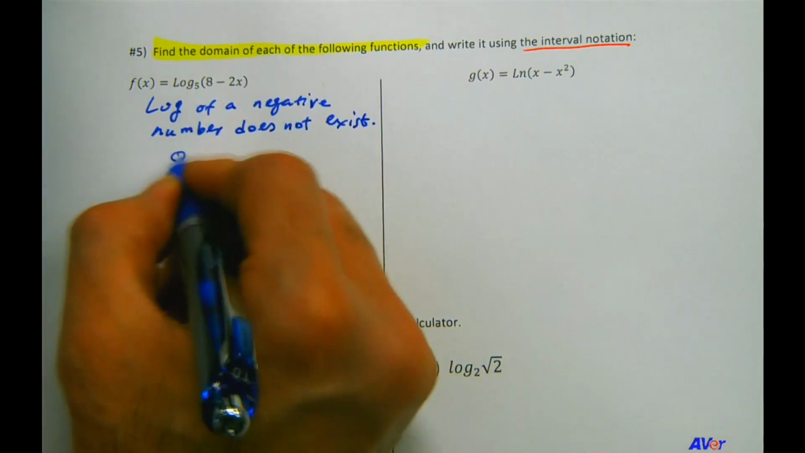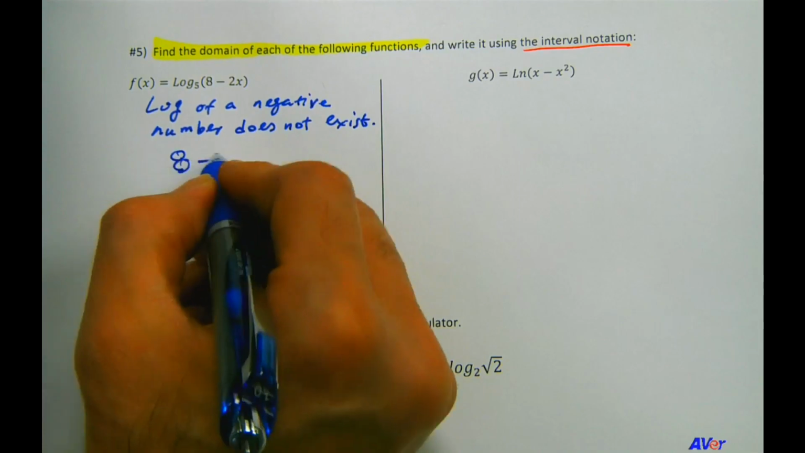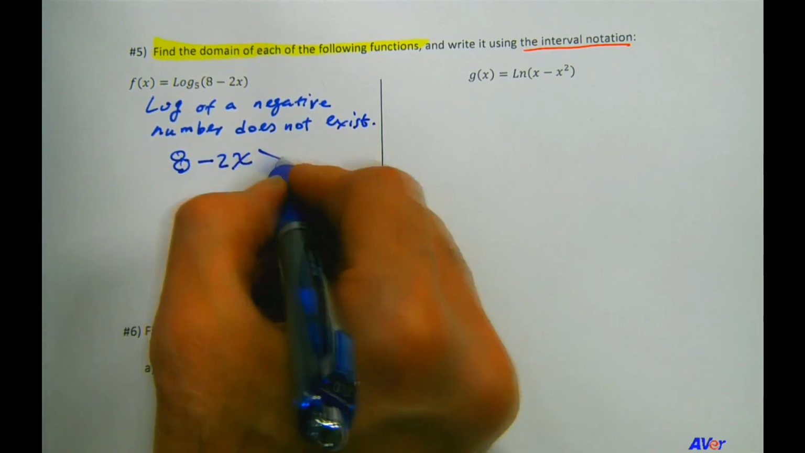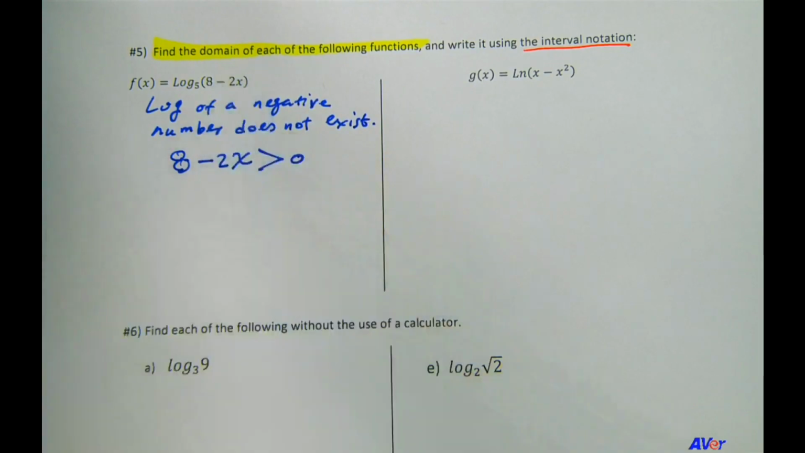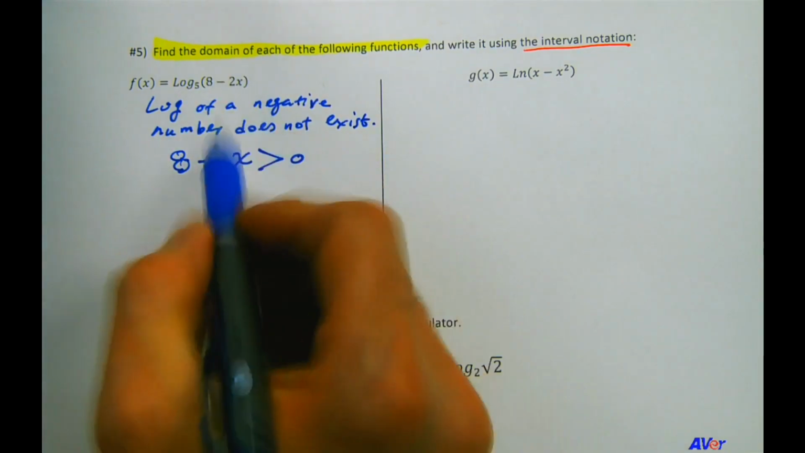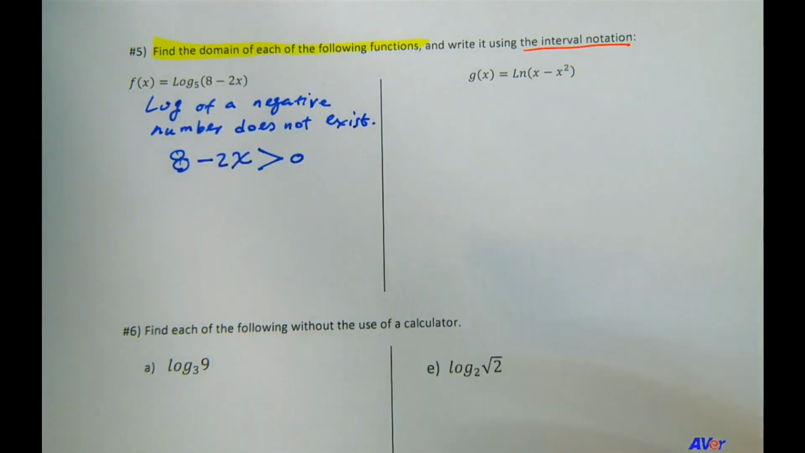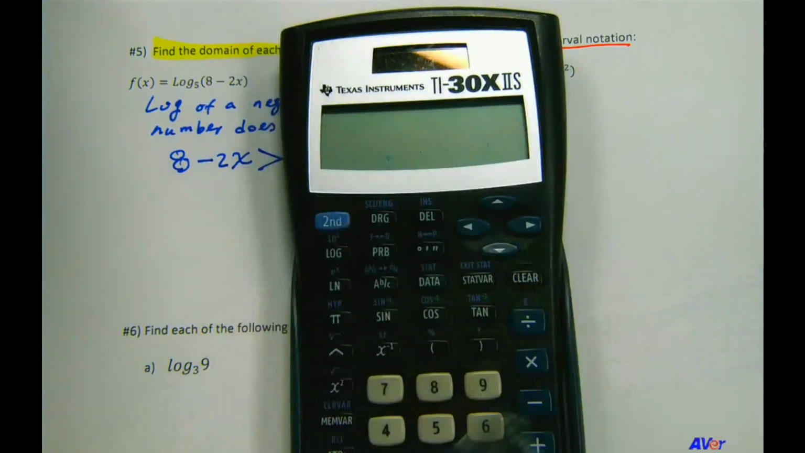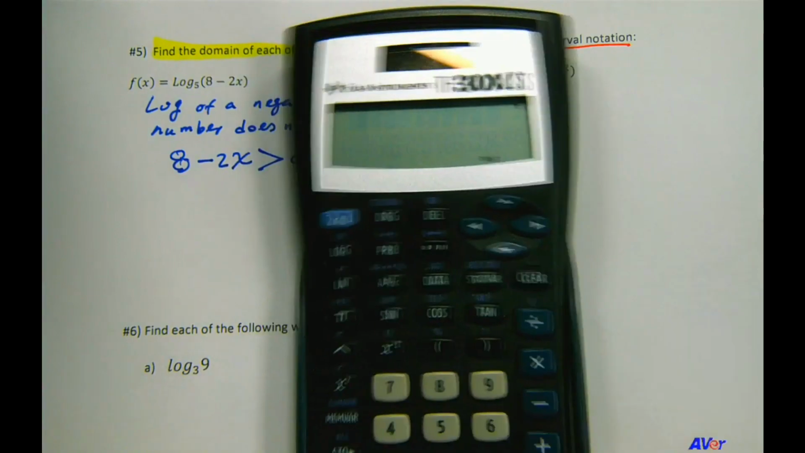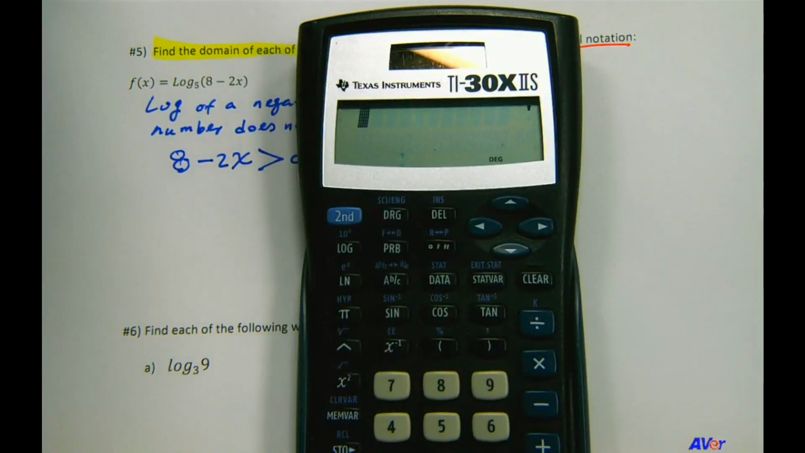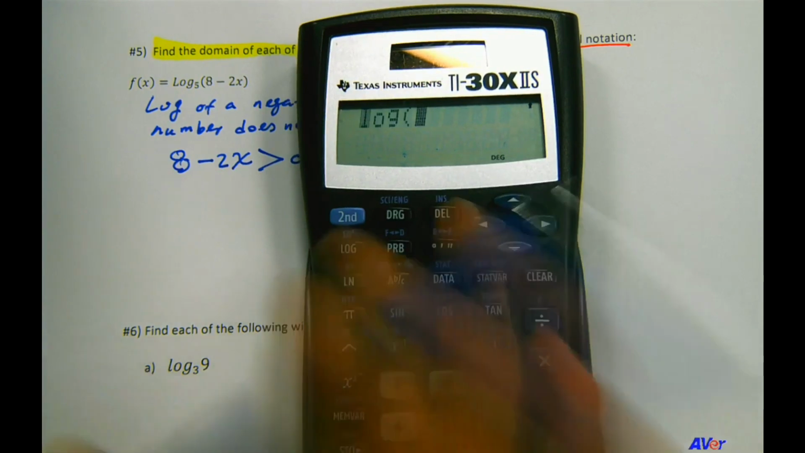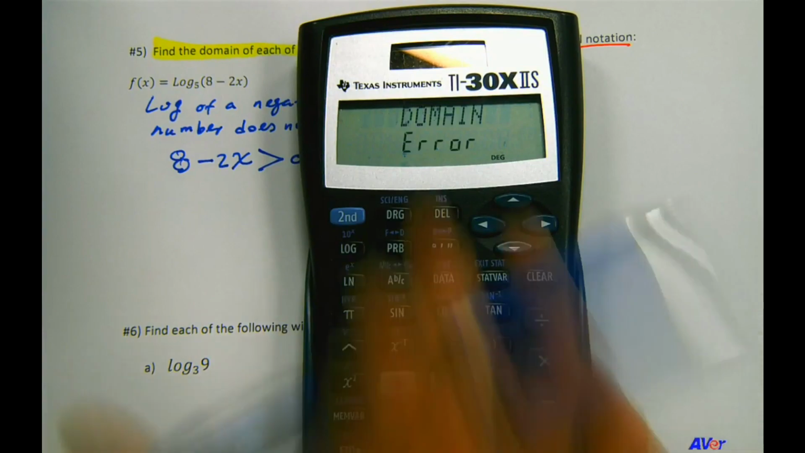So that means 8 minus 2x must be greater than 0. One thing I forgot to mention is that the log of 0 also does not exist. So if I bring back my calculator here to just demonstrate this, the log of a negative number does not exist, yes, but also the log of 0 does not exist. And the same is true for the natural log. So log of 0, domain error.